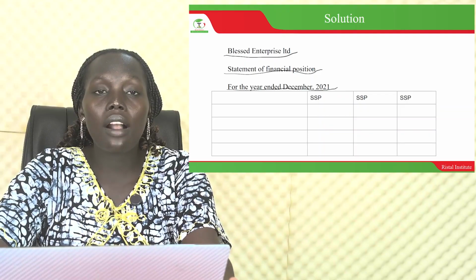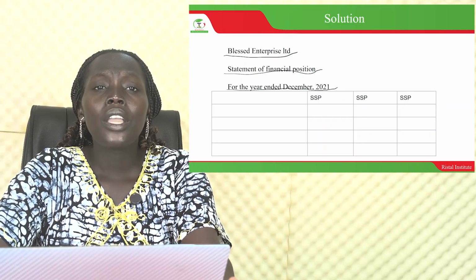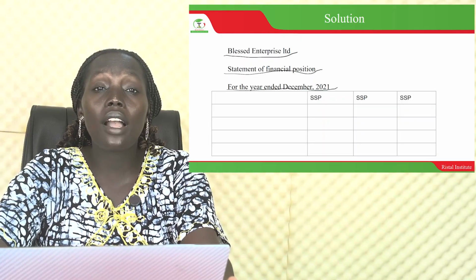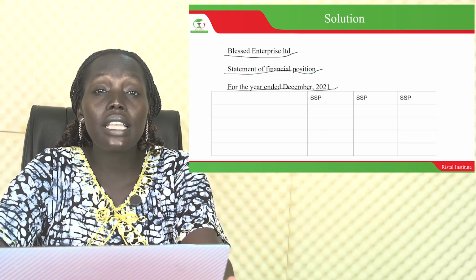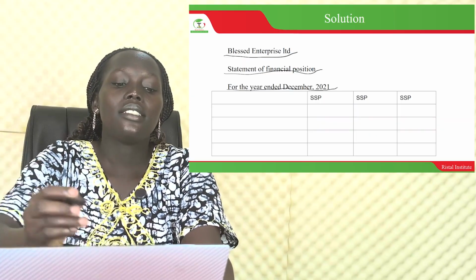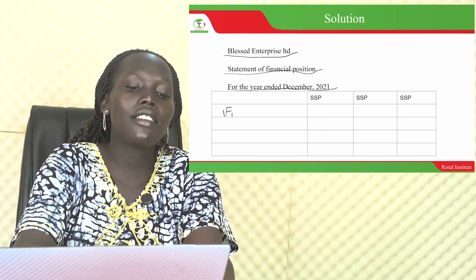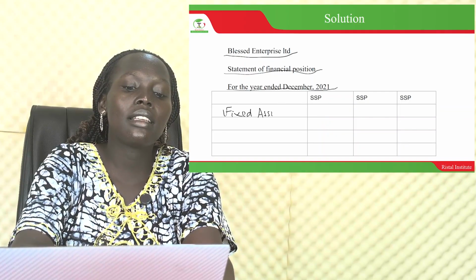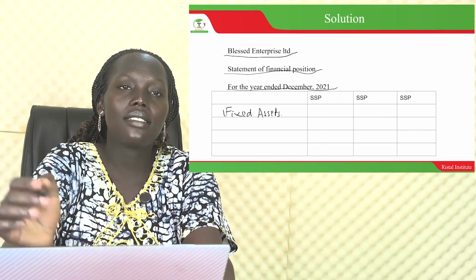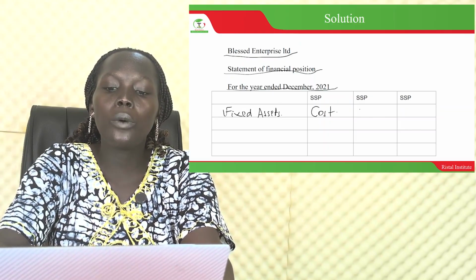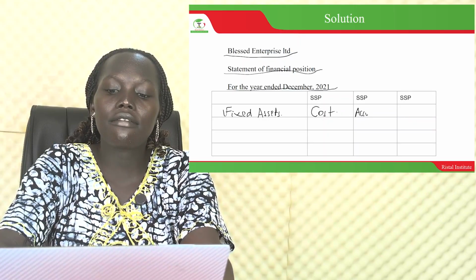So what does it mean? We are going to come up with our net present value. That net present value is the one that we are going to use in our balance sheet. You're getting the point? So we say fixed assets. So our fixed assets: we have the cost, and we get what we call cumulative depreciation.